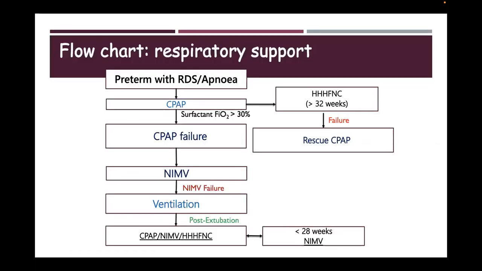So in a nutshell, this is the algorithm for respiratory management. For all preterm babies who have respiratory distress, CPAP remains the mode of choice. If the babies fail CPAP, then we should consider NIV before jumping to mechanical ventilation. For post-extubation, CPAP, NIV, and HFNC are all equal, whereas we prefer NIV in babies who are less than 28 weeks, both as a primary mode and post-extubation. For bigger babies who are more than 32 weeks, HFNC can be considered as a primary mode if the distress is not severe.